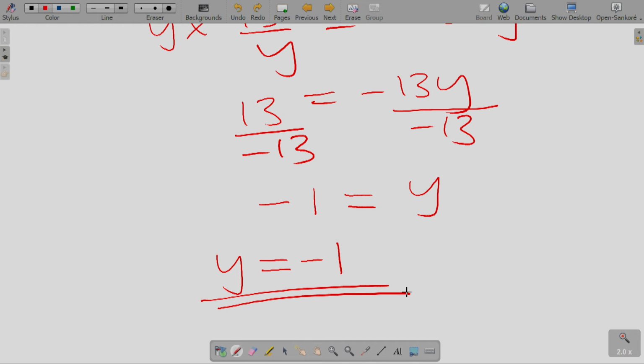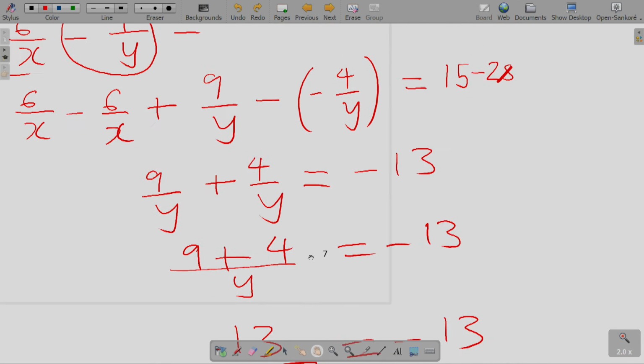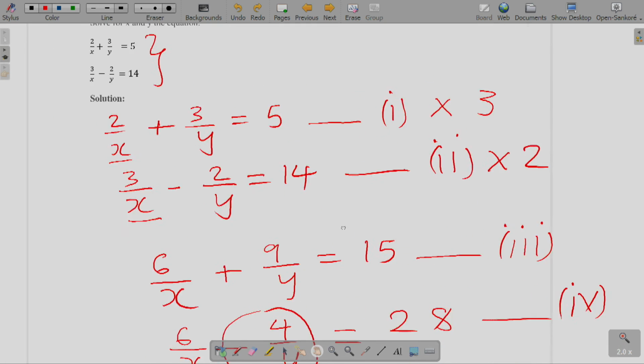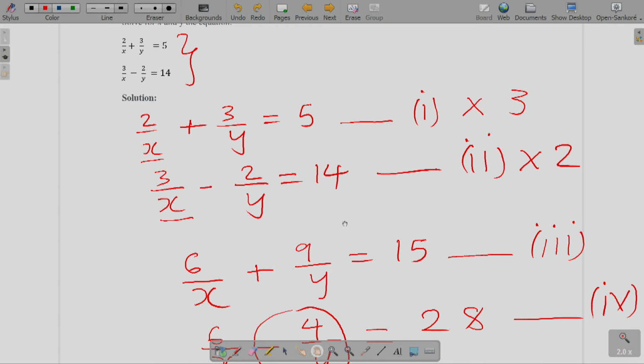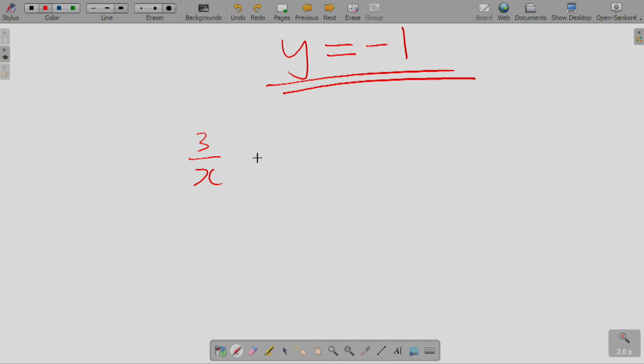So now we need to find also the variable x. On finding the variable x, we are going to choose any of the equations given. So let's take equation number 1 in order to find the variable x. So equation 1 is 2 over x plus 3 over y equal to 5.